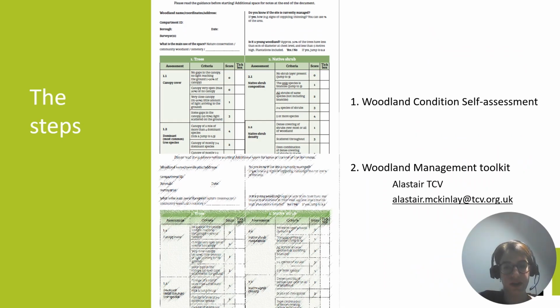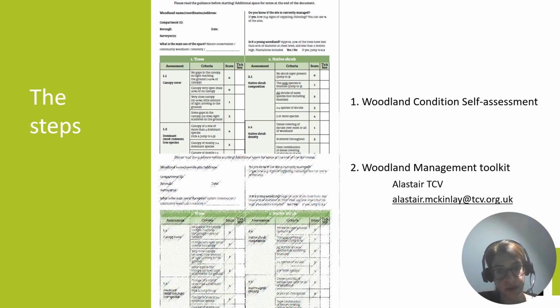This woodland condition self-assessment is part of a two-step process. So the first step of the process is going to be using this assessment to get a score, and this score will define the condition of the woodland. This is the very first step. The ideal moment of the year to do it is from mid-March till mid-May, when you have all the ground flora flowered and you can identify the species better.